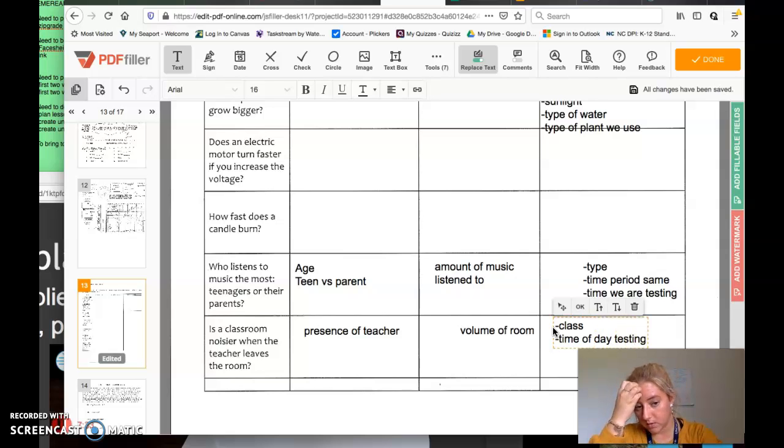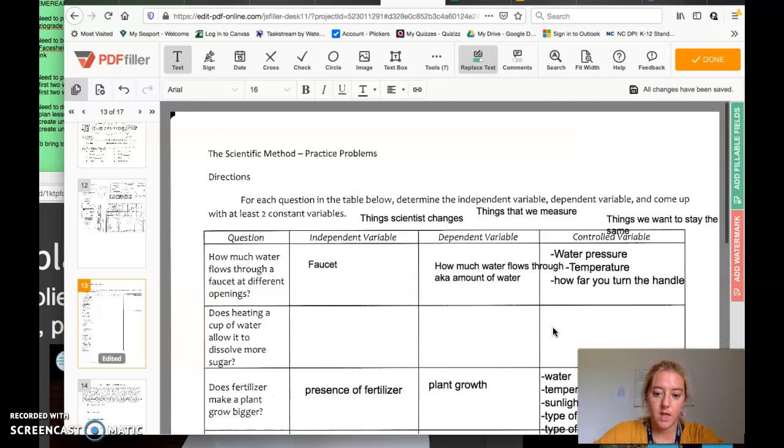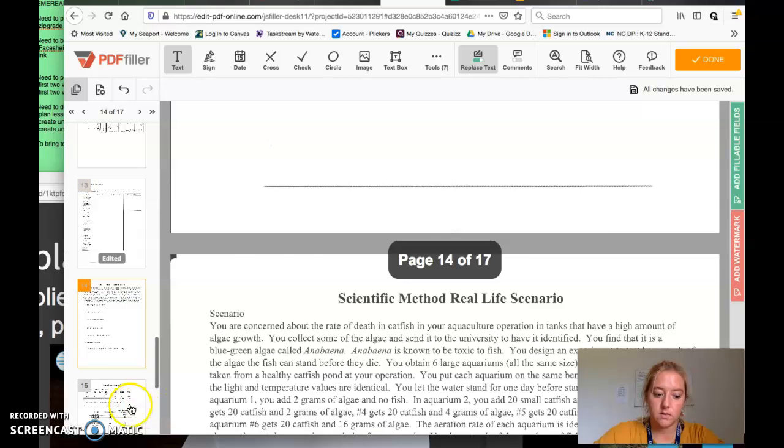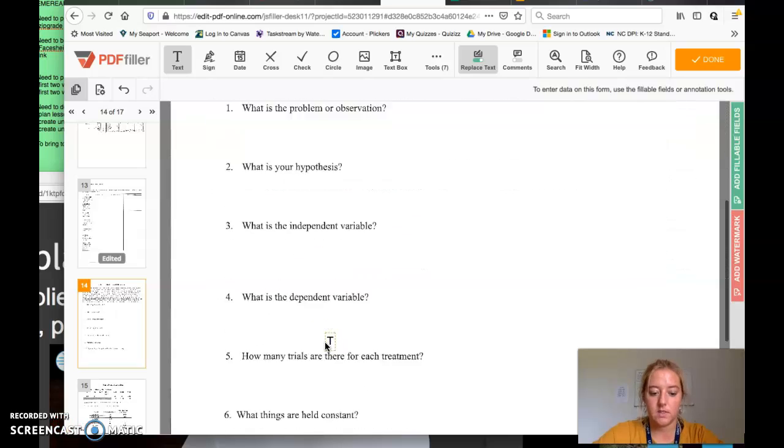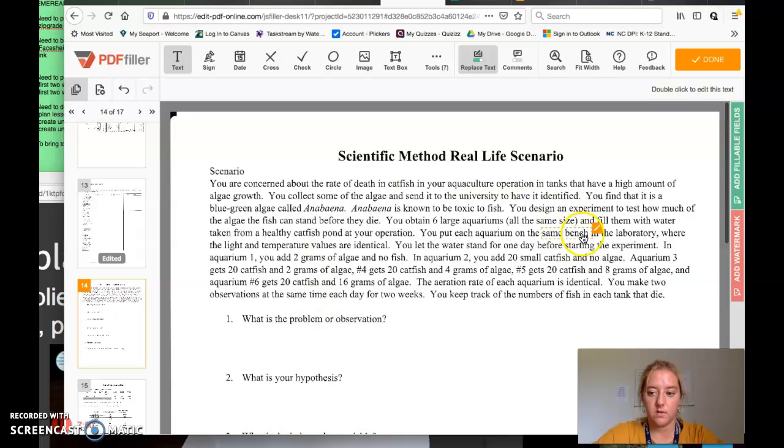So those were your challenge questions. I hope this helped going through it. Do the other ones on your own. And do not forget to also do this page as well. So it's the same kind of thing except it's one giant problem, and I'm asking you to identify different parts of the experiment. When you're done, take a screenshot, send it in so I know that you're doing okay.